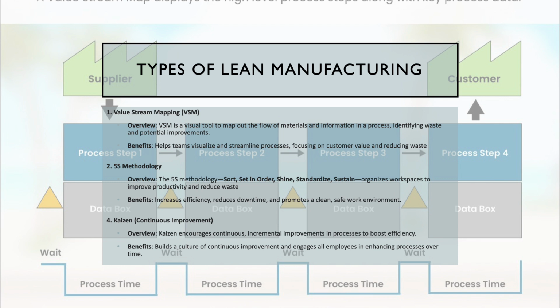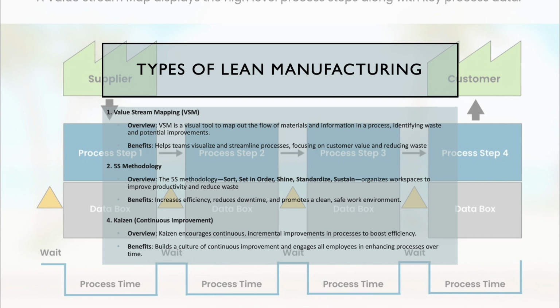I think lean manufacturing is really important, so I want to go over 3 more examples within this principle. The first one being value stream mapping, which is a visual tool to map out the flow of materials and information in a process, identifying waste and potential improvements. The picture in this slide is an example of a value stream map, which goes from supplier to the customer end. The benefit is that it helps teams visualize and streamline certain processes, focusing on customer value and reducing waste.